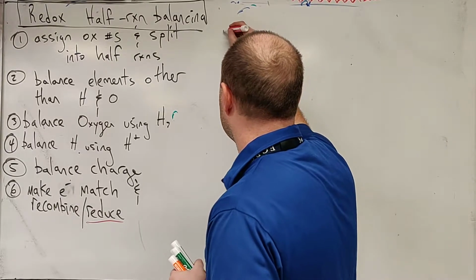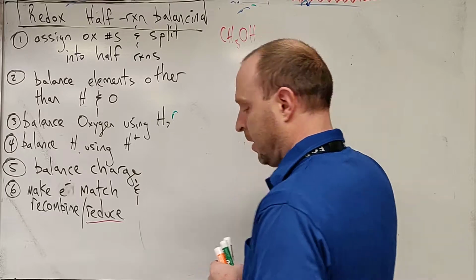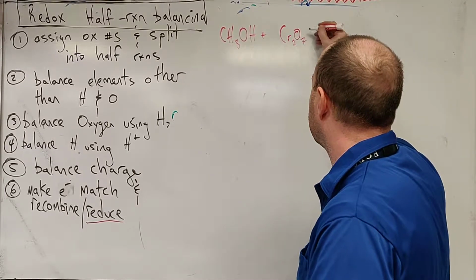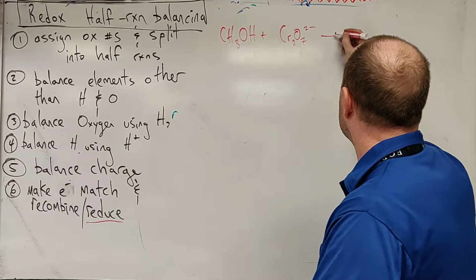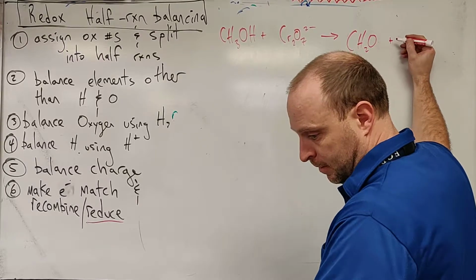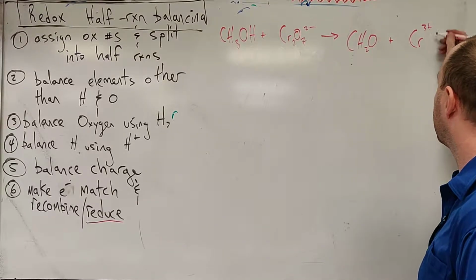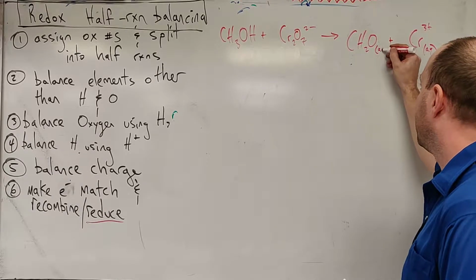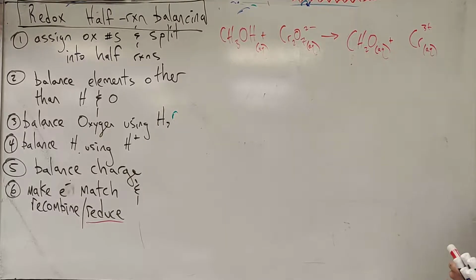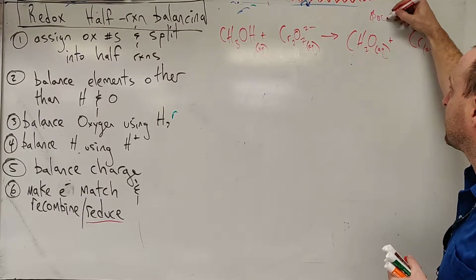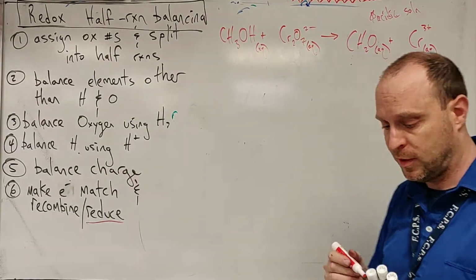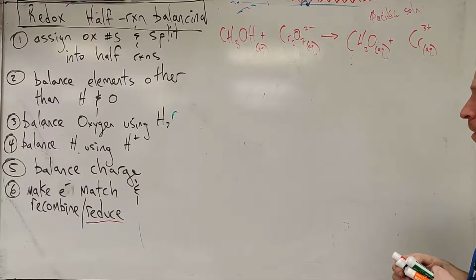The reaction of ethanol, CH3OH, and dichromate, Cr2O7 2-, and that'll give us formaldehyde, CH2O, and Cr3+. All right, put some phases on there, and we'll declare that is aqueous there. This is still going to be in an acidic solution, and the reason that's going to come into play is when we need to balance our hydrogens right there.